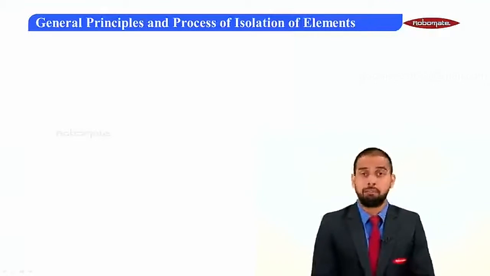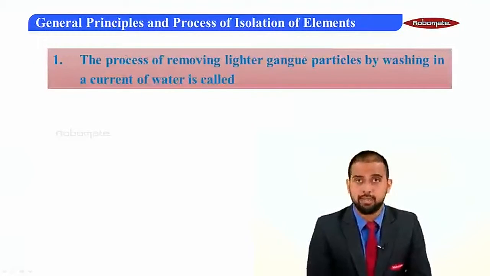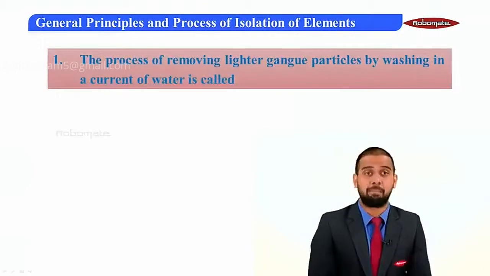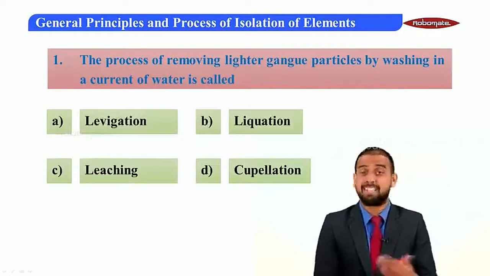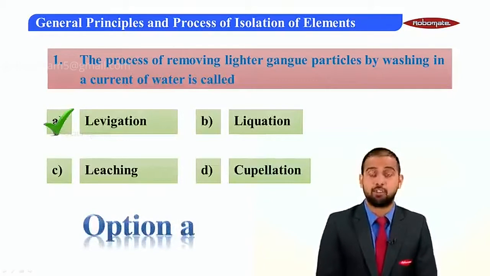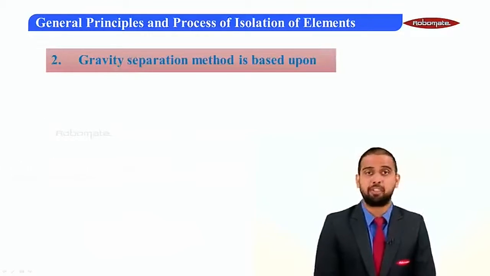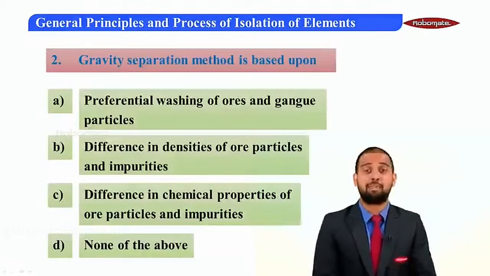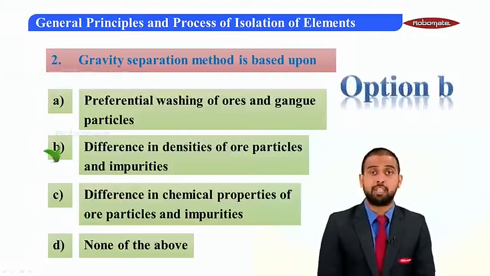Now, some of the MCQs that can be asked based on hydraulic washing are these. The very first one: the process of removing lighter gangue particles by washing in a current of water is called hydraulic washing, but there is another name for it, and that name is levitation. So the right option here is A. Talking about the second question, gravity separation is based upon the difference in gravity, or difference in density, or difference in heaviness. So here the right option is B.